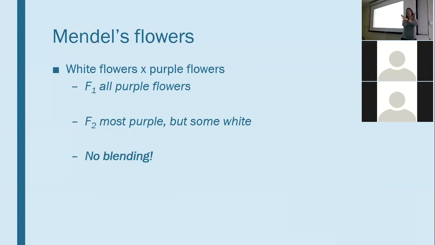I'm going to cross F1 plants with other F1 plants to create my F2 plants. And now those are mostly purple, but a few of them are white. None of them are pink or purple-white splotchy or anything like that. There's no blending. We're basically ruling out blending at this point. So most of them are purple, but now we've got a few white again. That recessive trait comes back around in the F2 generation.